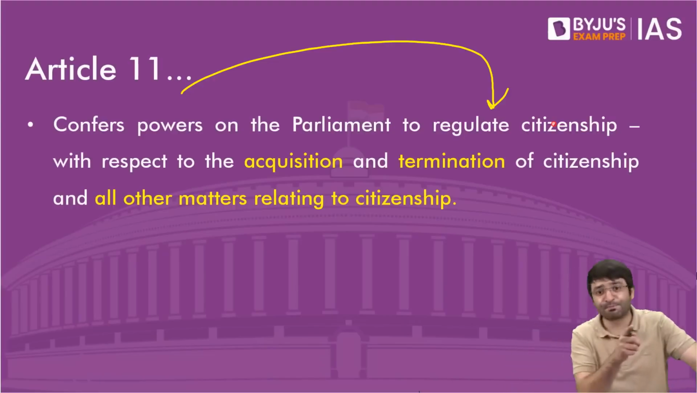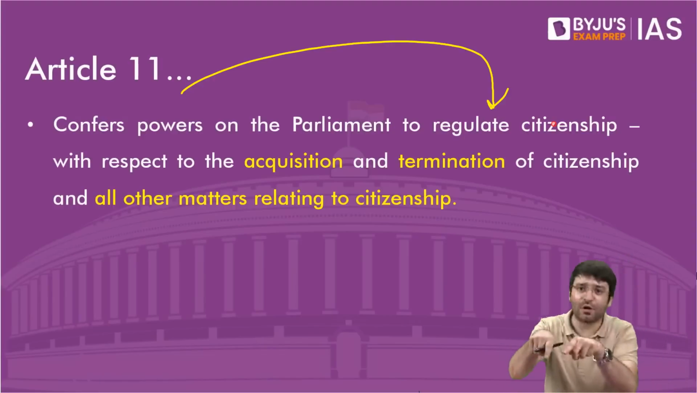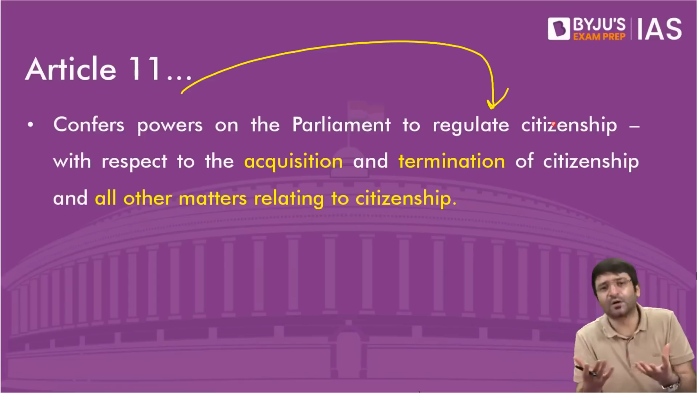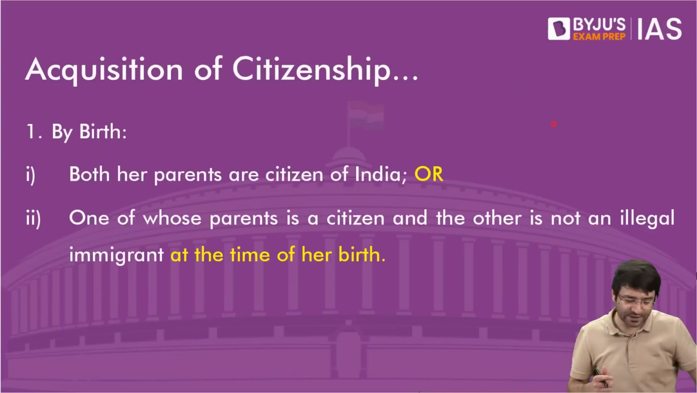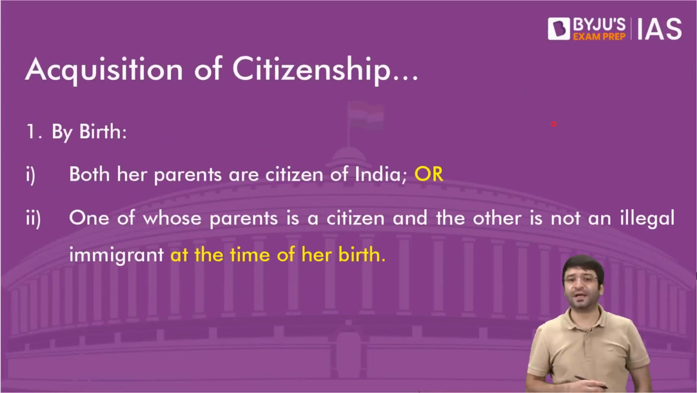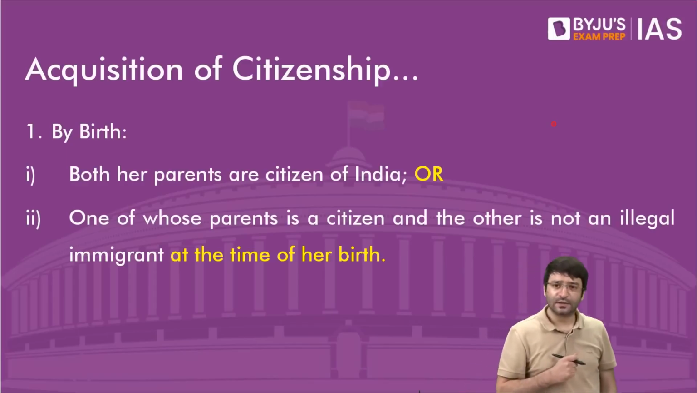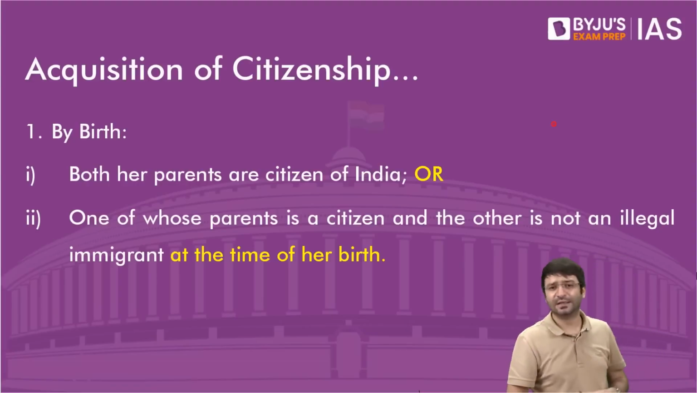Article 11 gives power to the Parliament that you pass a law, and through that law, you regulate matters related to citizenship. Parliament passed a law, Citizenship Act, by simple majority. And it is this simple majority act which talks about what are the ways by which one can acquire citizenship. There are 5 ways by which one can acquire the citizenship of India. There are 3 ways by which you can lose your citizenship of India according to this act. Let's discuss all these one by one.